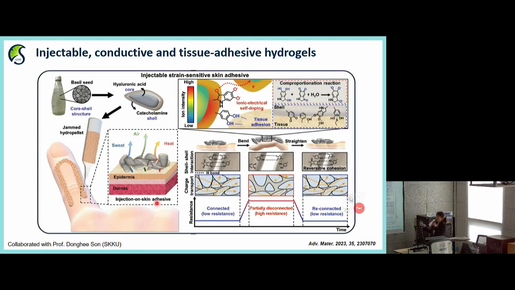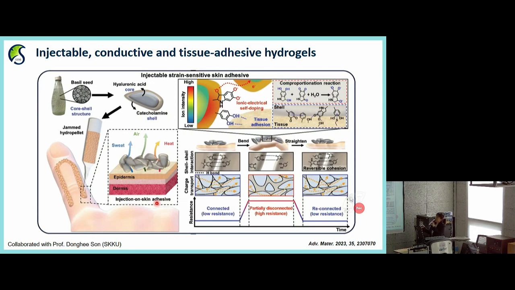Okay, so the next topic is another injectable and conductive hydrogel. Compared to the previous injectable and conductive hydrogel, that material has more conductivity, but we also developed in parallel this hydrogel with different morphology and different characteristics. Our idea is to make granular structures of the hydrogel for better injectability.